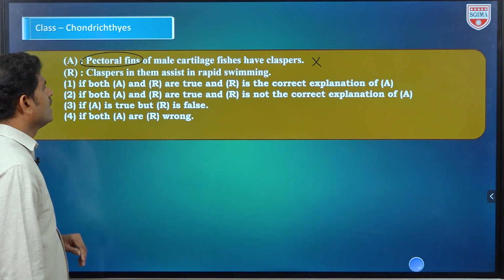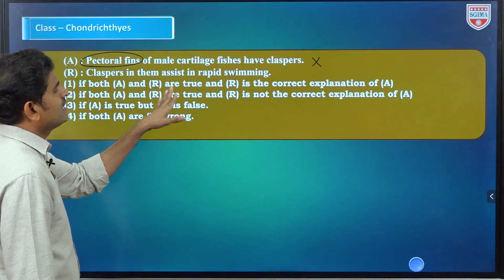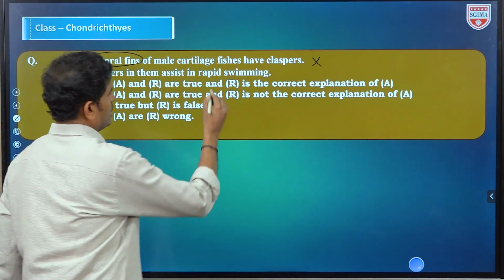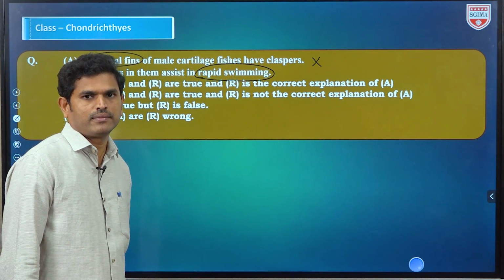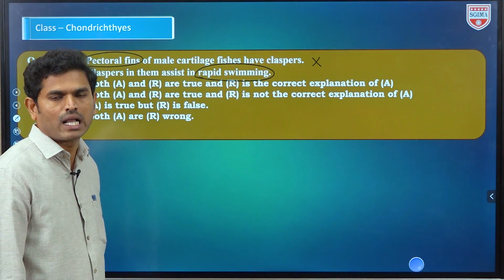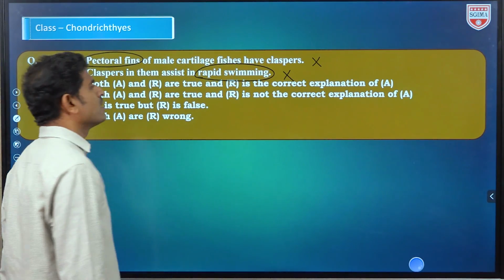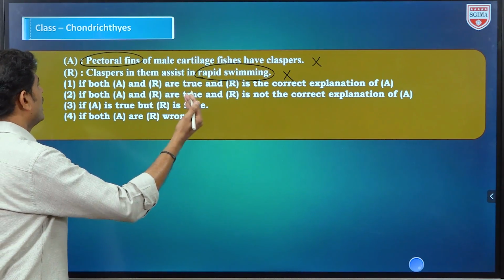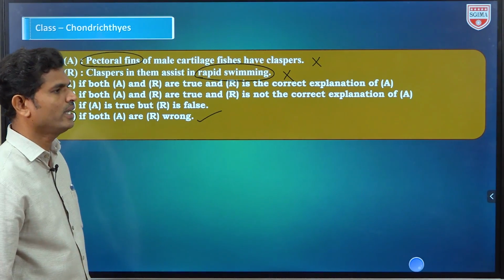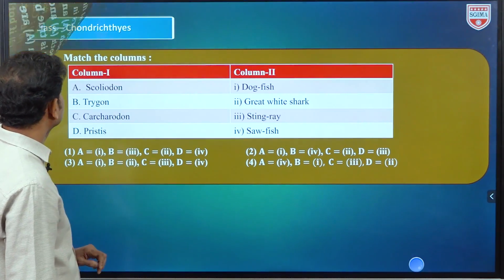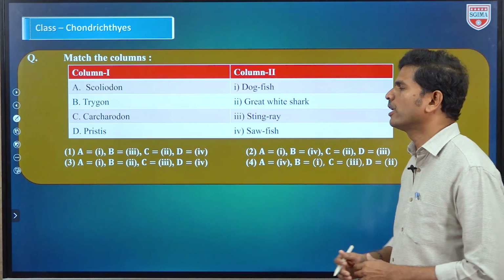Now the reason: claspers in cartilaginous fishes assist in rapid swimming is mentioned, but the function of claspers in males is to immobilize the female during copulation. So this statement, the reason, is also wrong. Both assertion and reason are wrong, that's why the fourth option is right. Next question. So assertion and reasoning questions are complete. Next, another model, match the following.